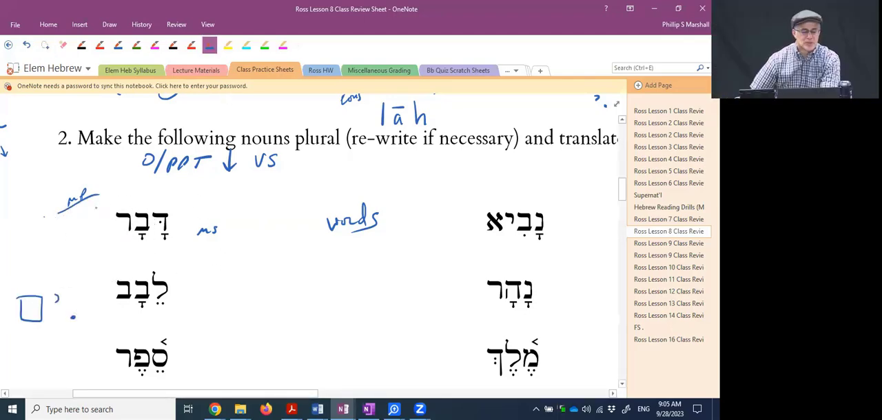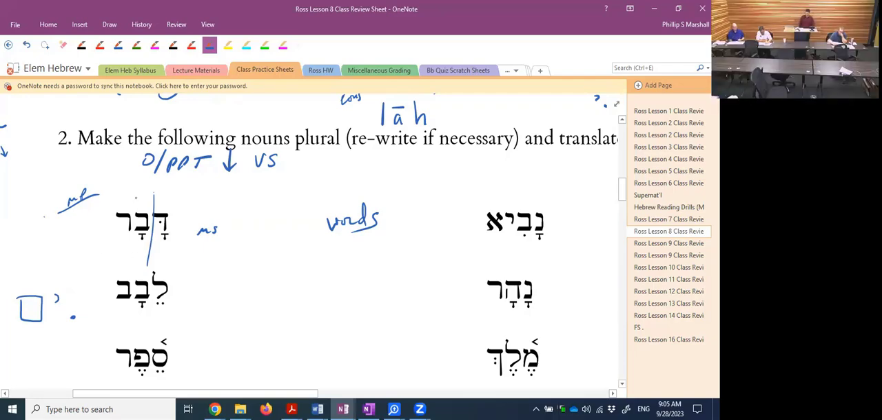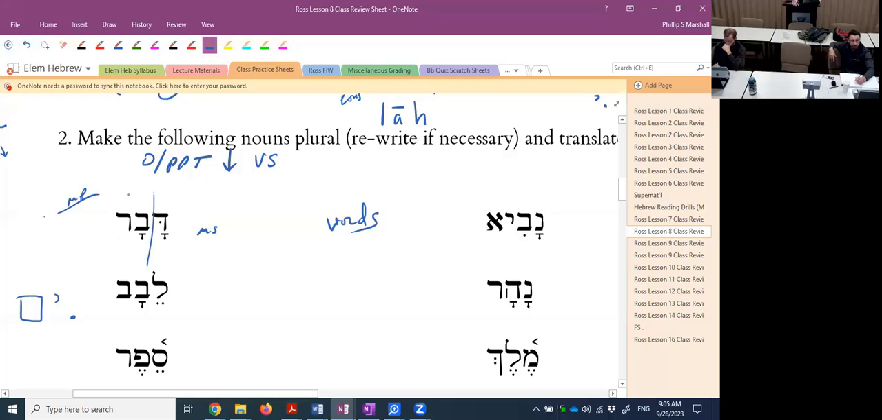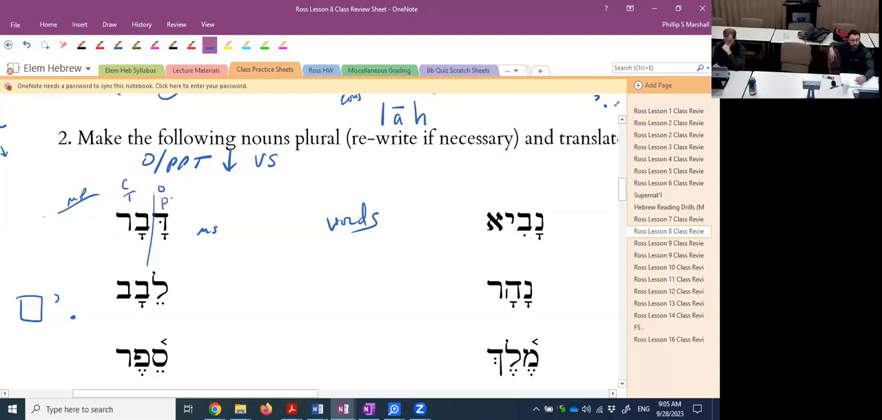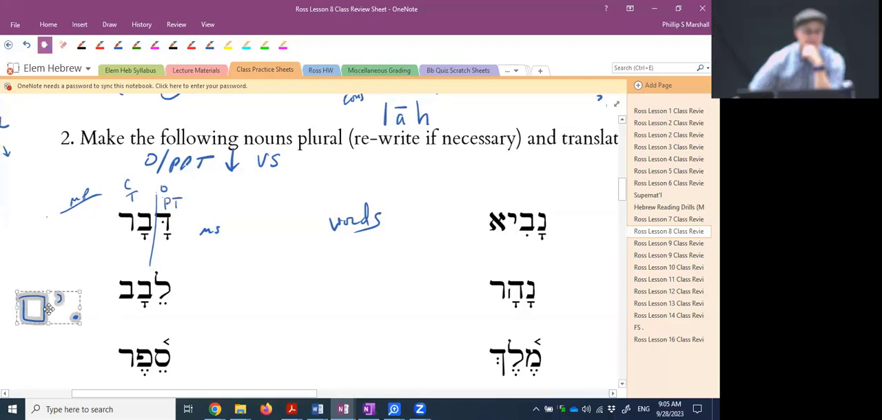What is the syllable structure of davar before I add anything to it? Where do I divide? Well, I've got a consonant vowel. Divide that there unless there's a shva to settle, but there isn't. So I'm good. Where's the tone? At the end. And is it open or closed? That's closed. The one before is open and pretonic. Now let's grab that im ending and attach it.